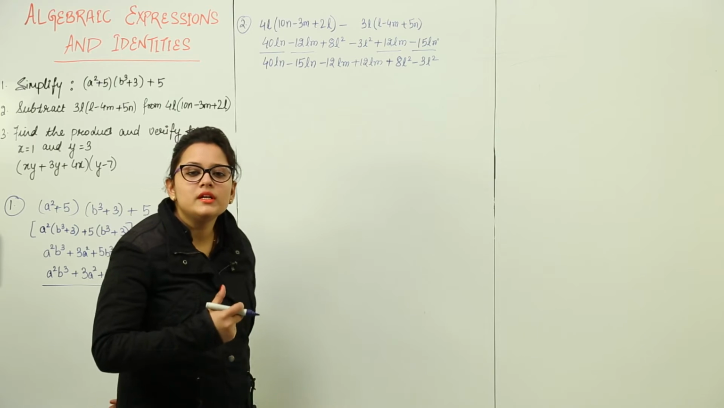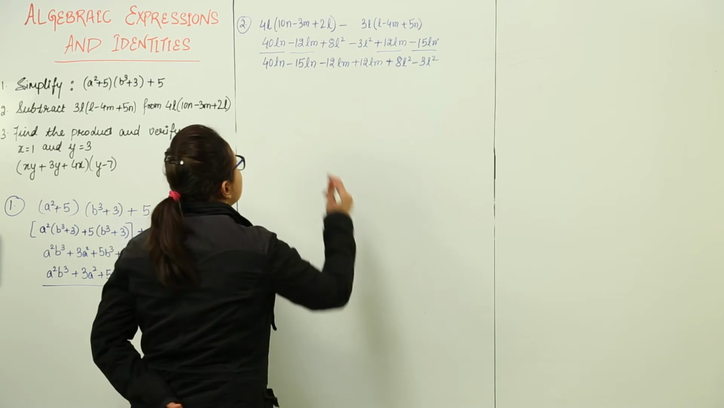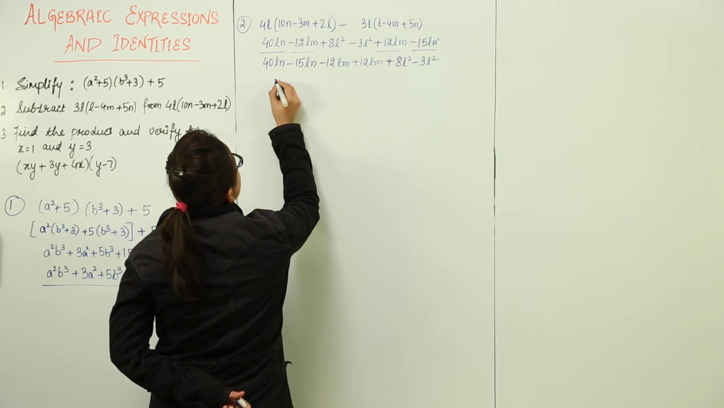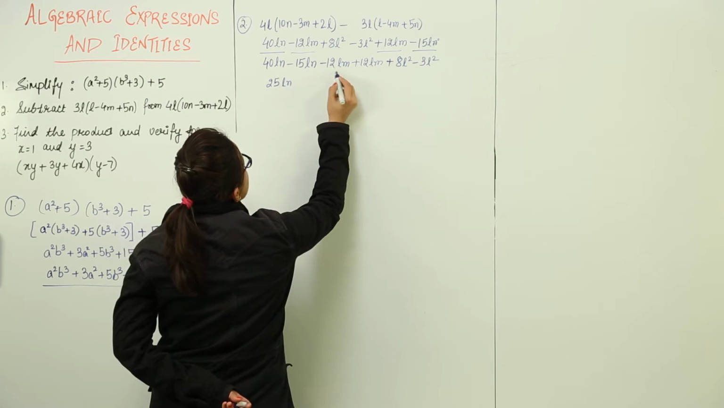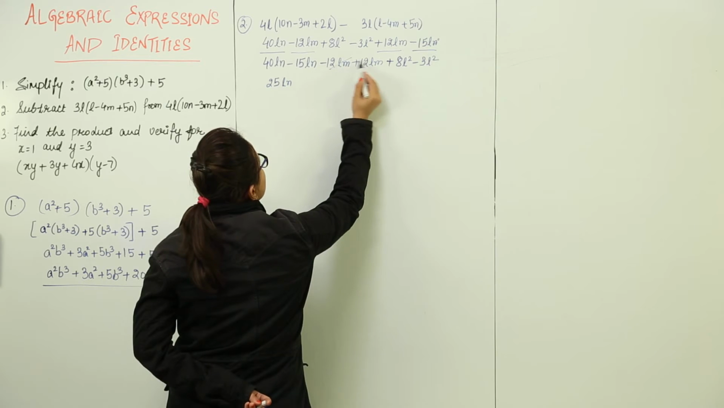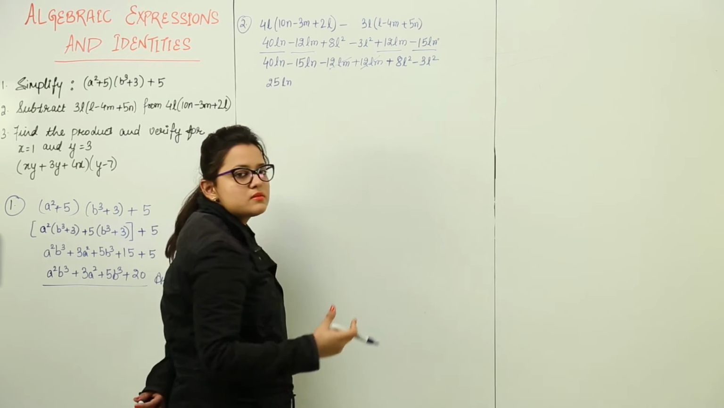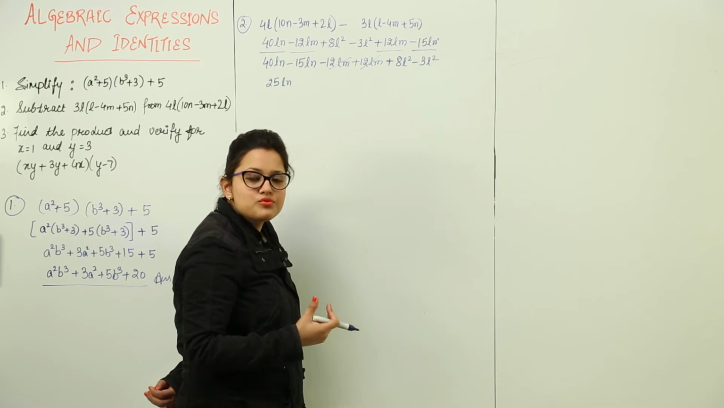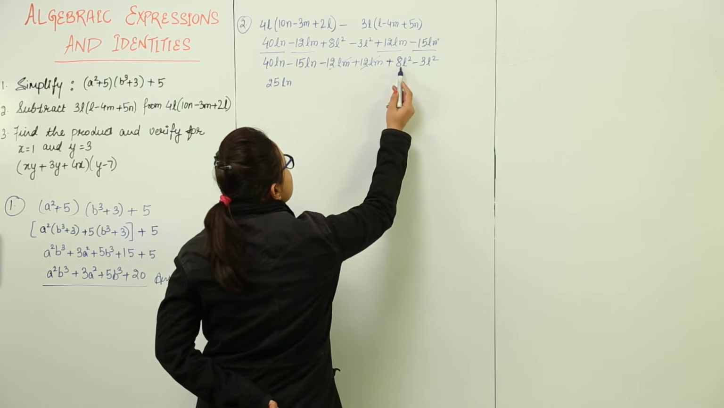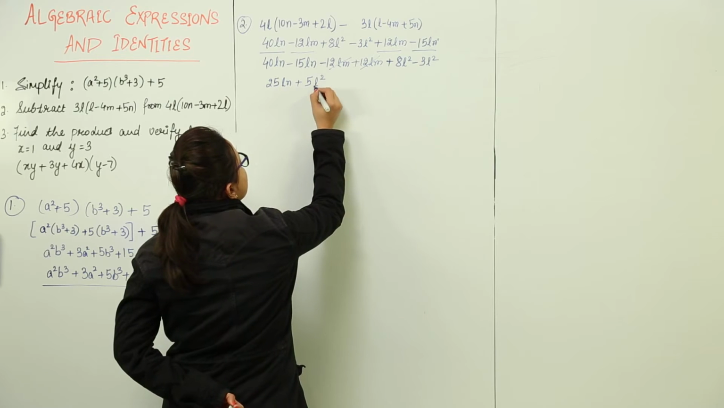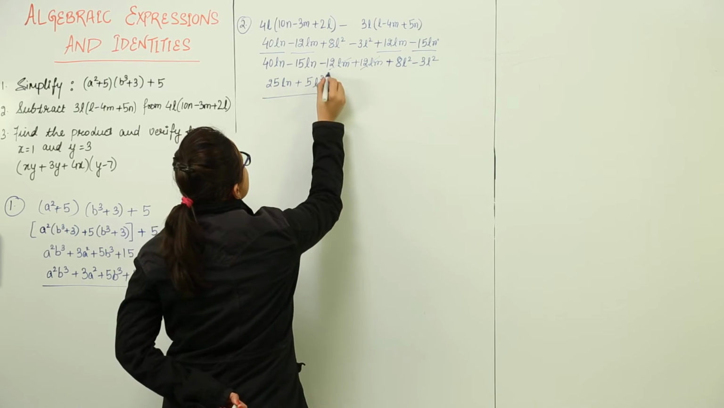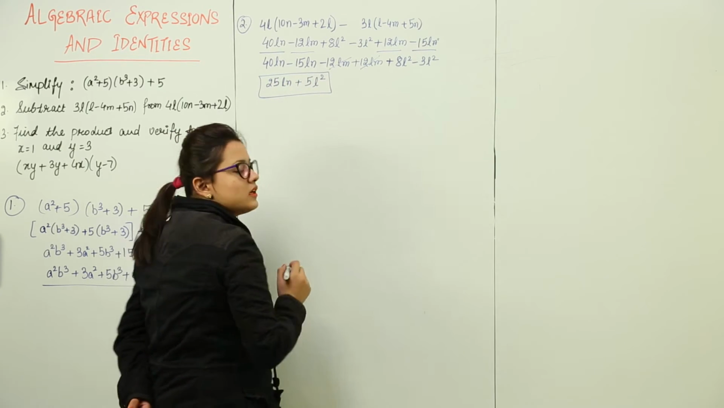Now we have grouped all the like terms together, so we can solve them. So 40 minus 15 is how much? 25 ln. What is minus 12 lm plus 12 lm? This gets cancelled because minus and plus with the same number will end up coming to 0. And the last is 8l square minus 3l square, that is 5l square. So we cannot solve this any further. This remains to be our answer.